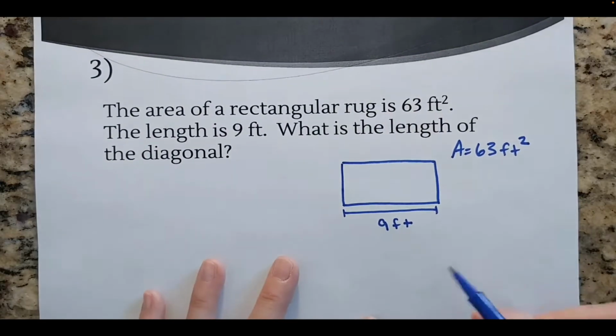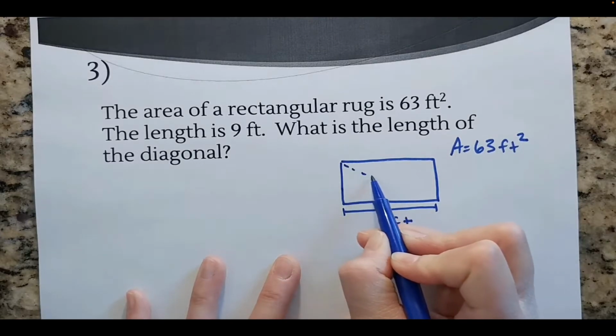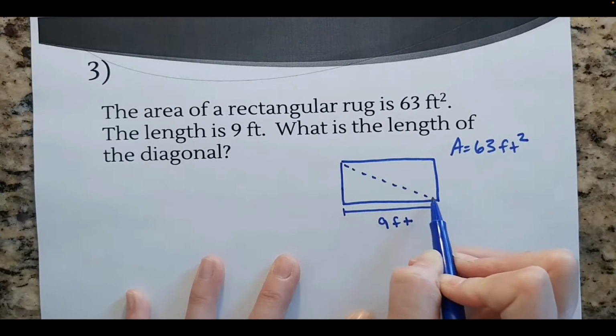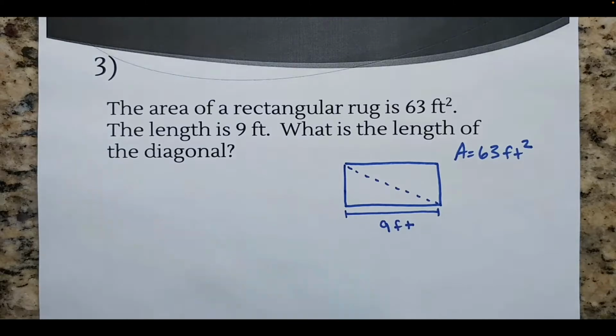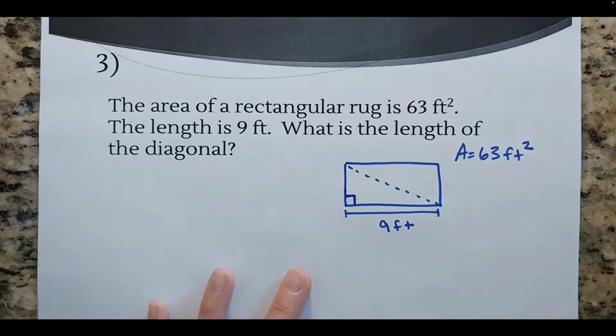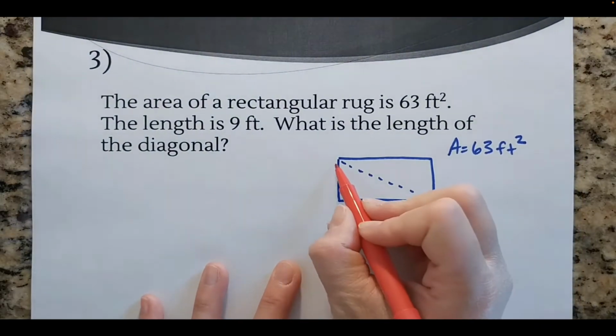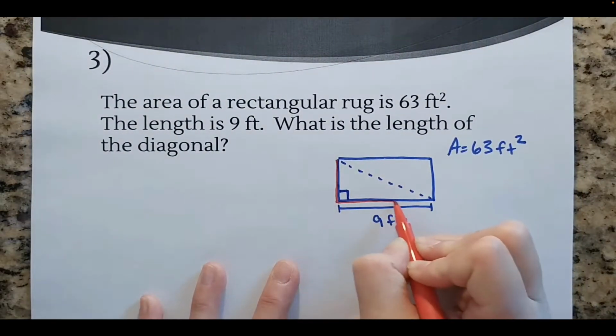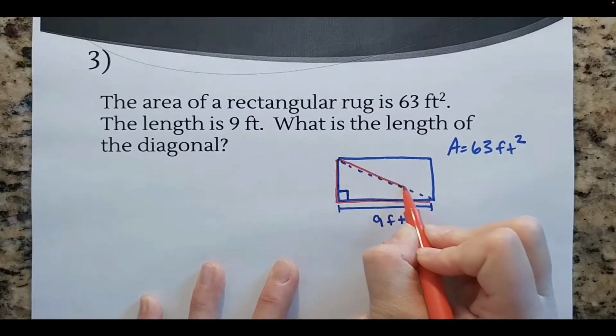Well, the diagonal through a rectangle would look just like this. How long is that diagonal? That's what we're trying to find. Well, you need to think right triangle. Can you see it? Could I make a right triangle right here? Absolutely. Here, here, and right across there.